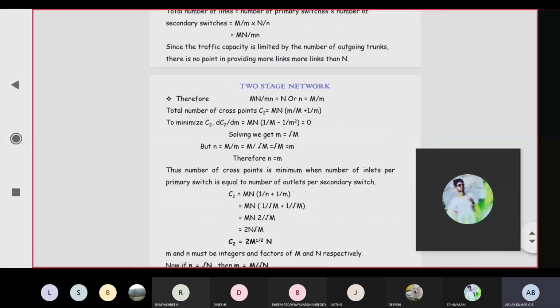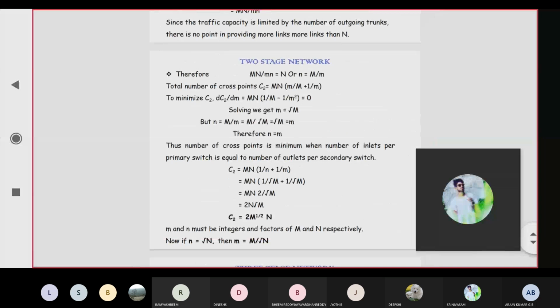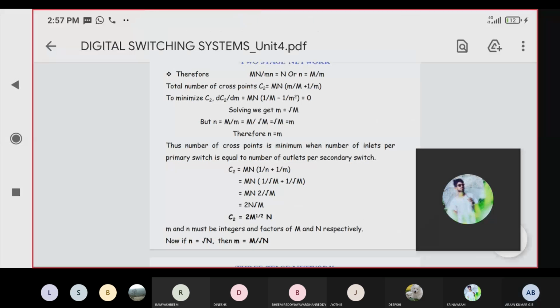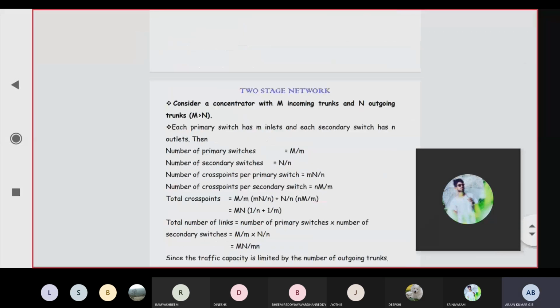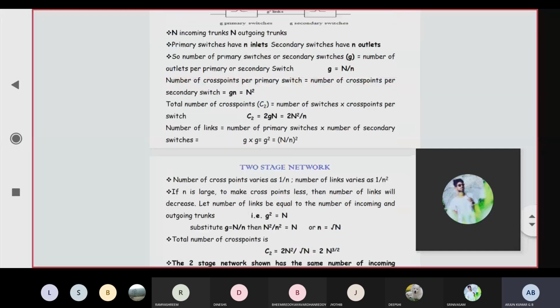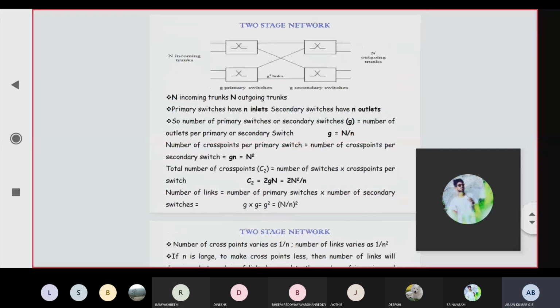Any doubt regarding this? Please note this. This is also a very important derivation, the two-stage network derivation. In the next class we are discussing the case where m is less than n. Here m is greater than n, the number of incoming lines is more than the number of outgoing lines. Now the second case will be the reverse: the number of outgoing lines will be less than the number of incoming lines.